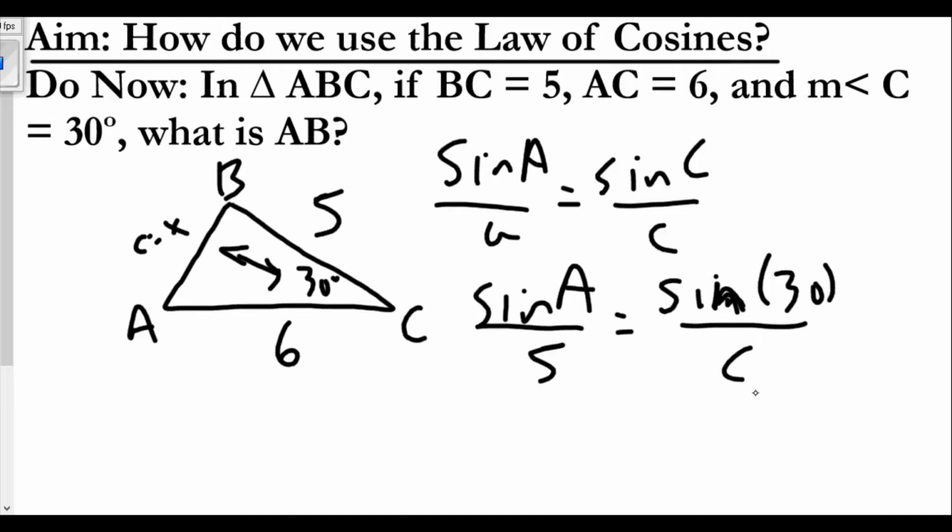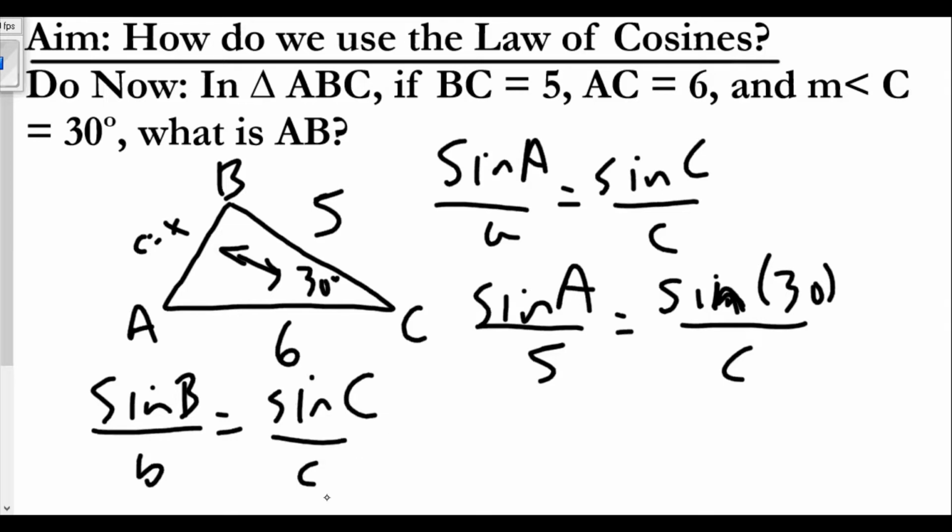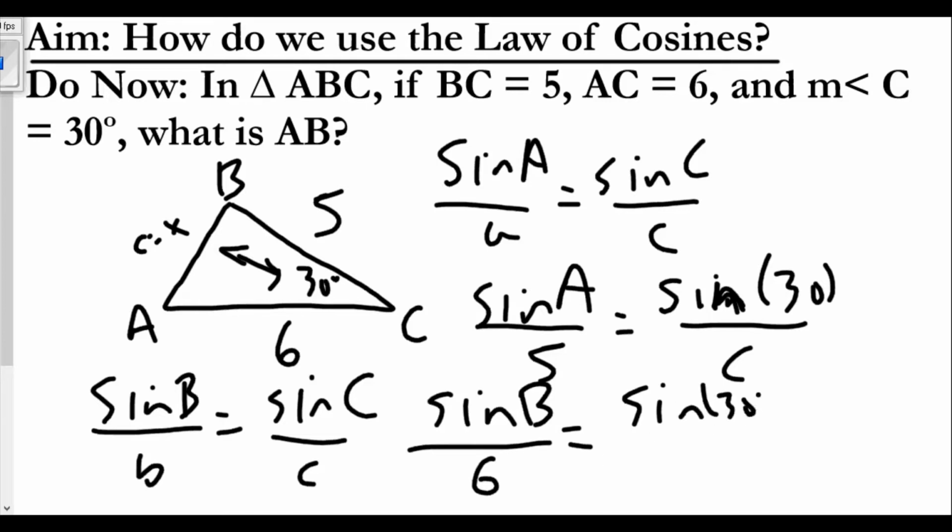Well, we have two different variables. Let's try a different one. Let's try the sine of B over b is equal to the sine of C over c. We have to use C because it's the angle measure. So we have the sine of B. I don't know how to measure angle B, but I do know the side opposite is going to be 6. And then the sine of C is 30 degrees, so sine of 30 degrees over, oh wait, we don't have that either, so we're stuck.